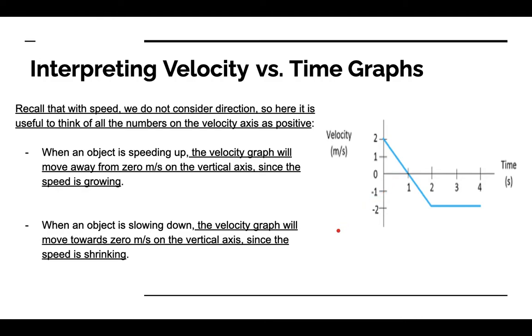A useful way to think about this is in terms of a speedometer. When you slow down, the dial in the speedometer moves towards 0 meters per second, and when you speed up, regardless of the direction you're moving, the speedometer moves away from 0 meters per second. So hence, if we move away from 0 meters per second, we're speeding up, whereas if we move towards 0 meters per second, we're slowing down.